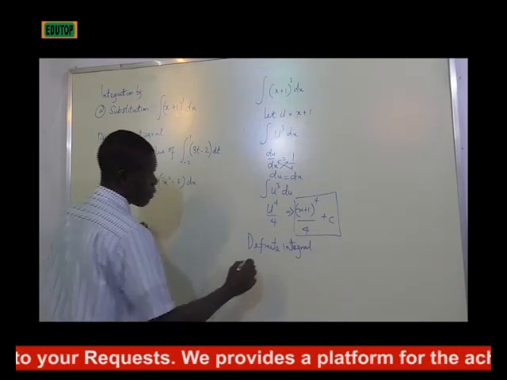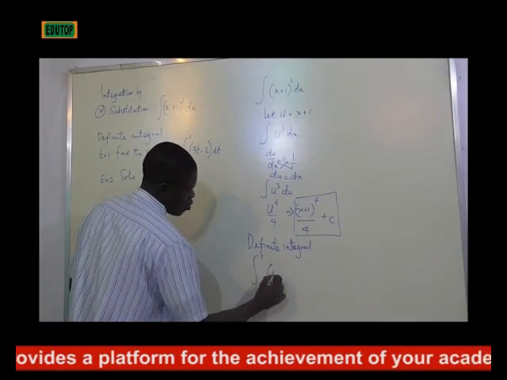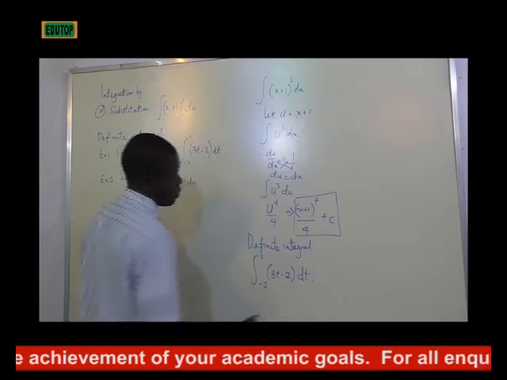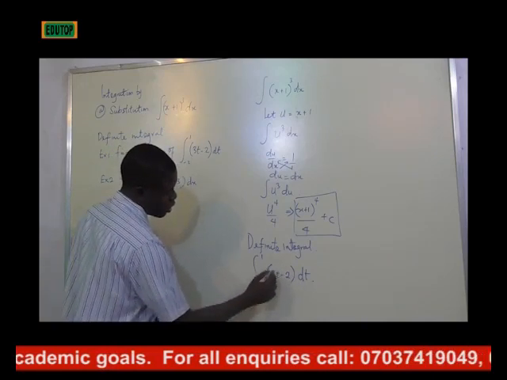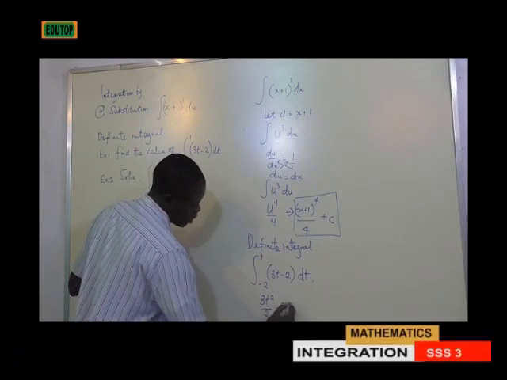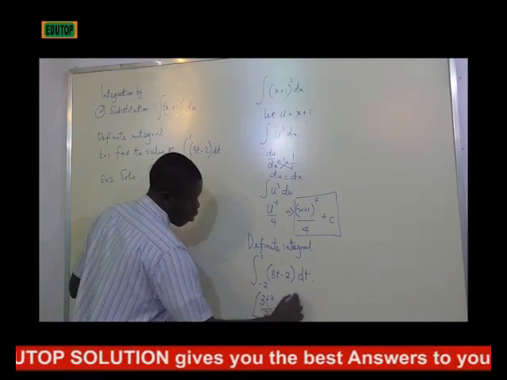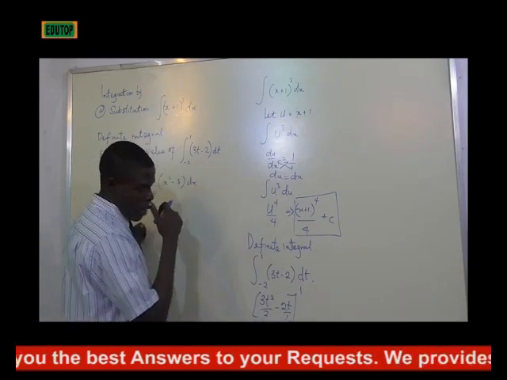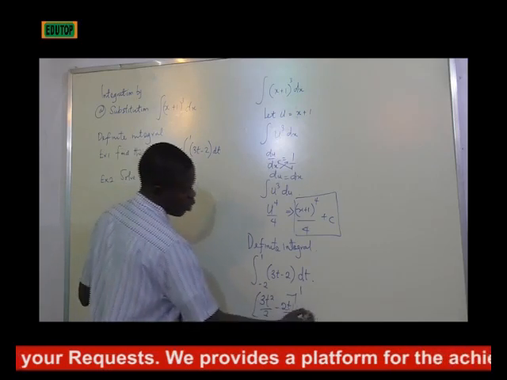So in this situation, we're going to have the integral from minus 2 to 1 of (3t minus 2) dt. Now that means we have to integrate this. That will be 3t squared over 2 minus 2t over 1. Then we have the upper limit and the lower limit, 1 and minus 2. The next thing we do is substitute: anywhere we see t, we replace it with the upper limit and subtract what we get when we replace it with the lower limit. So what am I saying?